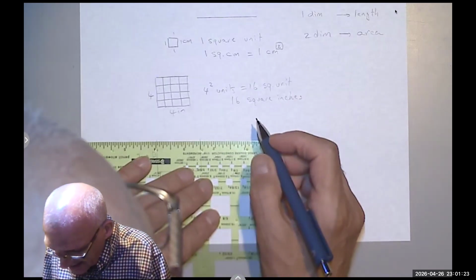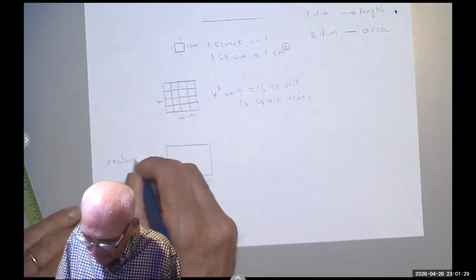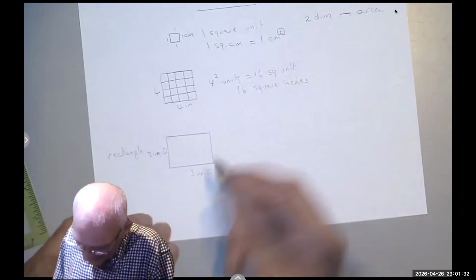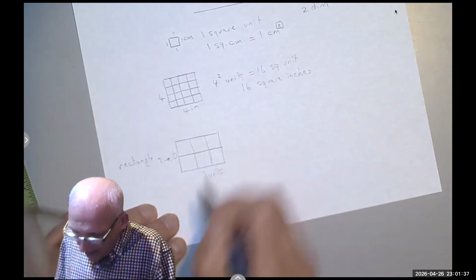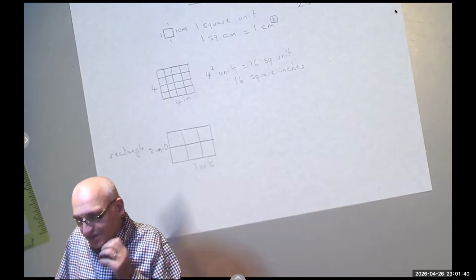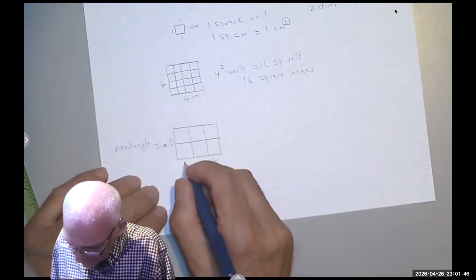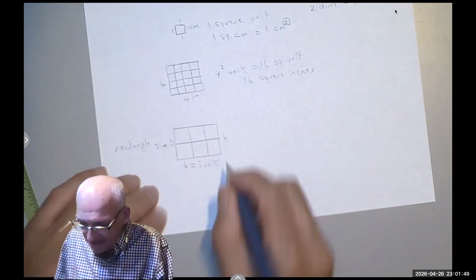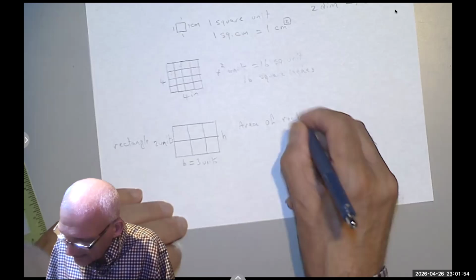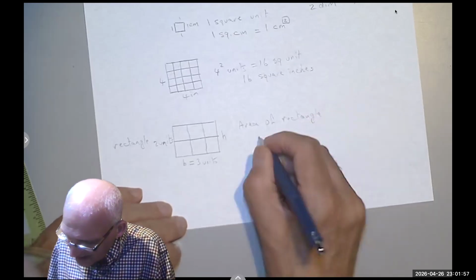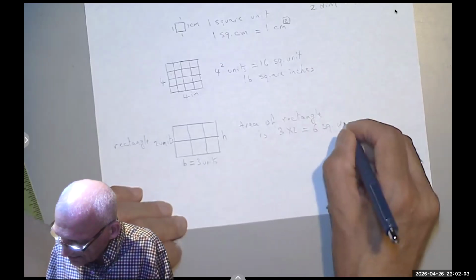And I ask you, what is the area of this rectangle? Again, I can divide this into 2 and this into 3 to make each one of those a square unit. And I will have 6 of them, because if we call that B and we call that H, base and height, then the area of the rectangle is 3 times 2 equals 6 square units.